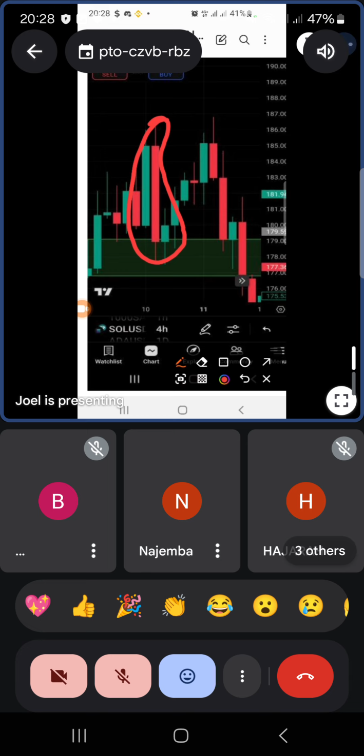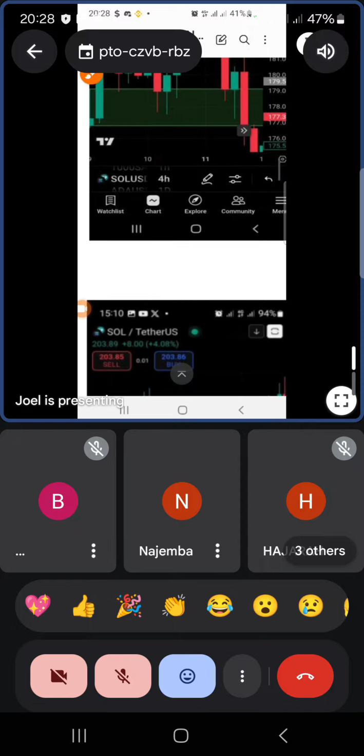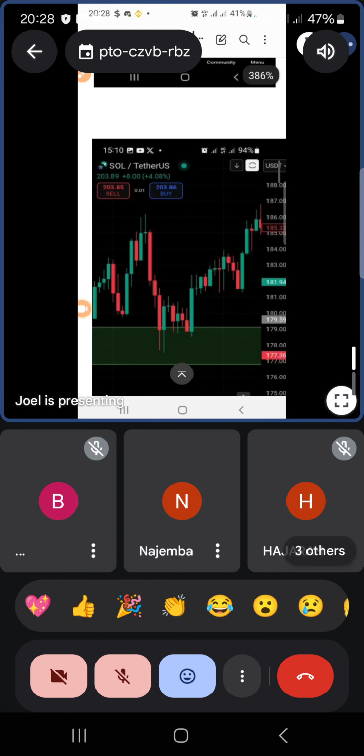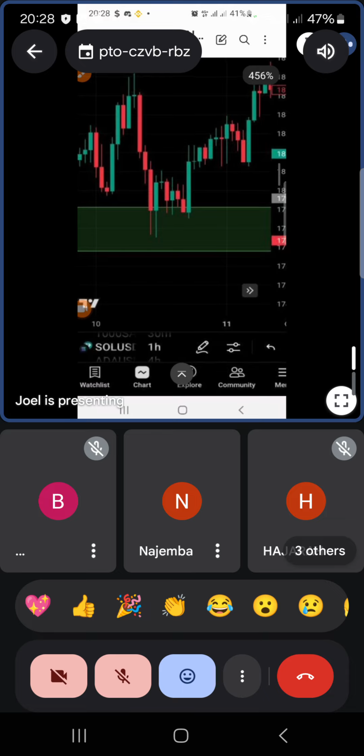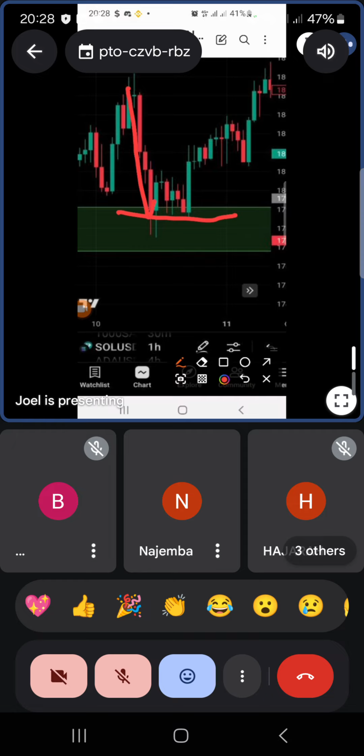So now we want to catch this move going up. This is what we want to catch. So what do you do? Once you see this candlestick pattern here, you go to the lower time frame. In the lower time frame, Solana 1 hour, very clear and perfect. You see this? It's a double bottom. Boom, price came back, and then went up. They retest and then continued.